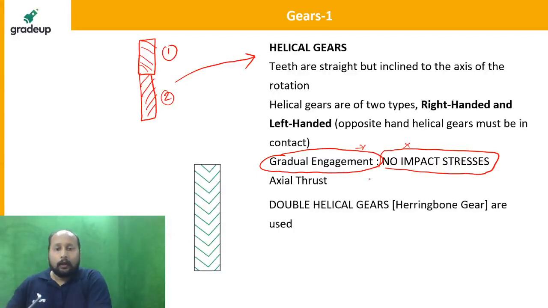But there is one disadvantage of helical gear: it will have an axial thrust. Axial thrust basically means, at this location, if I talk about here, this is your shaft 2, this is shaft 1.